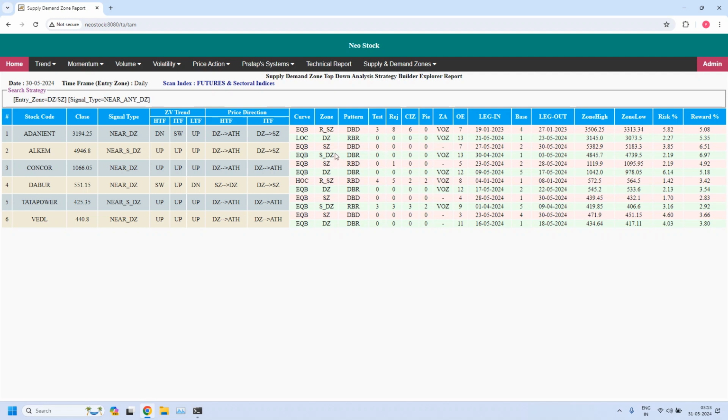So you need to fine tune this zone and you should identify the fine-tuned 5-minute zone. And Tata Power you can't take, it is already pierced, so we can't trade on the pierced zones. That means we have identified only one high liquidity daily demand zone from this list. So let us generate the next report.